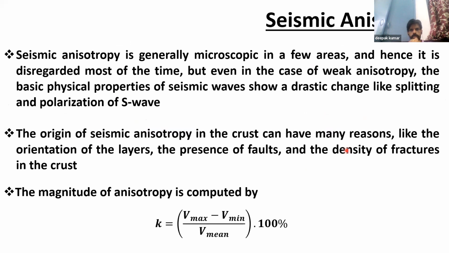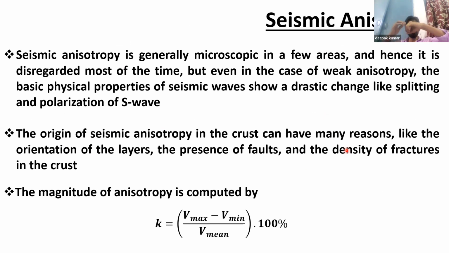Now I'll talk about seismic anisotropy. I have data from three components. So I have maximum velocity and minimum velocity. What is seismic anisotropy? Anisotropy means variation of physical property with direction, not with the location, but with direction.